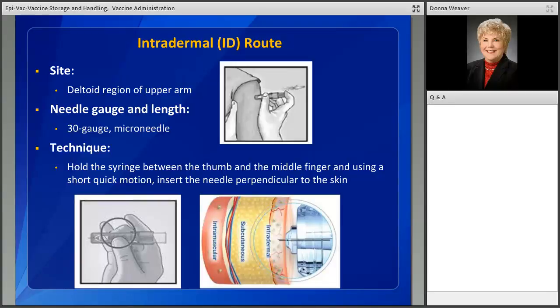And do not administer this vaccine into the volar aspect, or the inner part of the forearm, using the intradermal technique that's used to administer a tuberculin skin test. This one is unique. This one is at a different site and only with this micro-injection syringe.